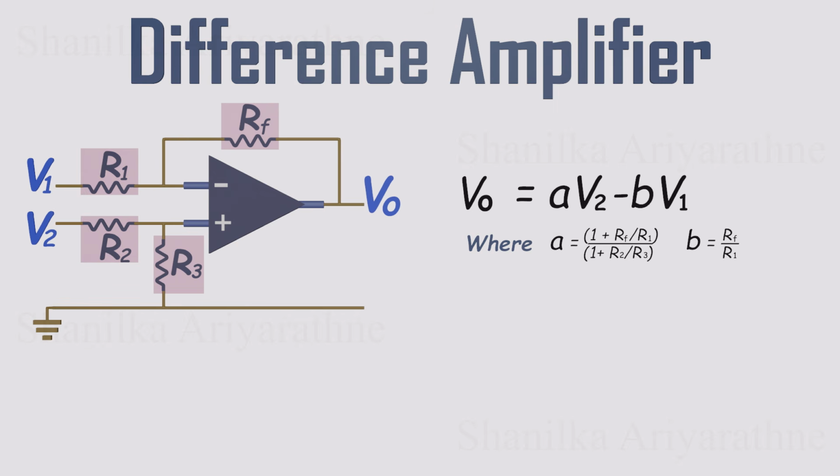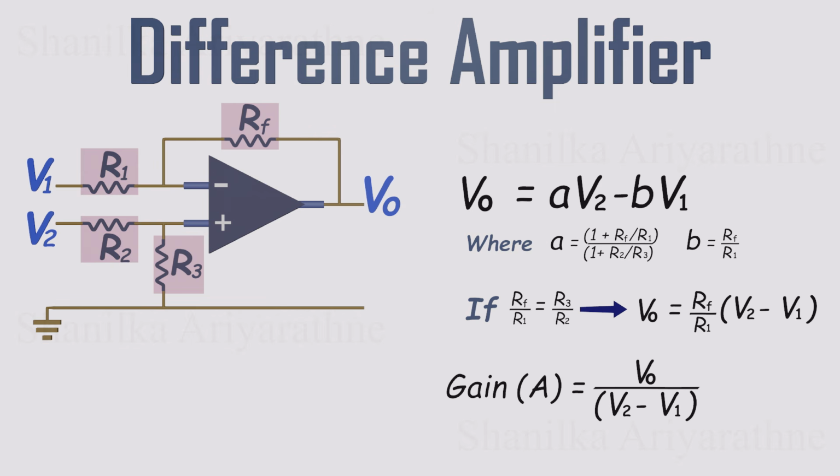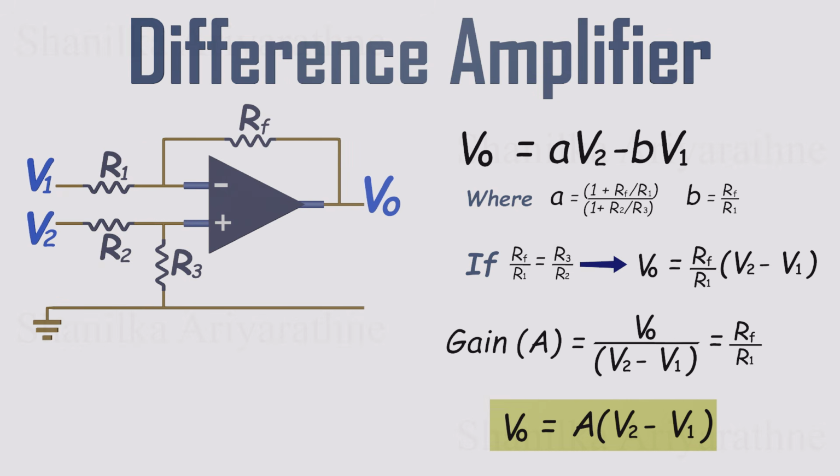If we choose the resistor values so that RF over R1 equals R3 over R2, then the weights A and B become equal. That simplifies things nicely. The output is just RF over R1 multiplied by the difference between V2 and V1. Now, we usually define the gain of an amplifier as the output voltage divided by the input difference. We'll call this gain A. In this difference amplifier, the gain A is simply RF over R1. So the output boils down to one clean rule: the gain times the input difference. That's a key result, and it's exactly where we'll begin building our explanation.